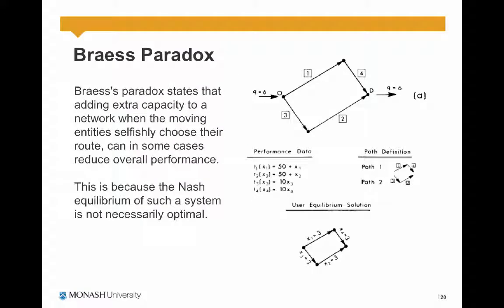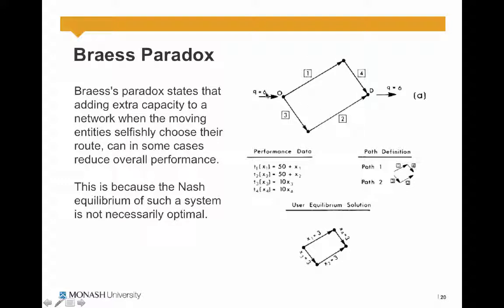Another interesting notion in traffic assignment or network design is called Braess's paradox. Braess's paradox states that adding extra capacity to a network, when the moving entities selfishly choose their route, just like user equilibrium, can in some cases reduce the overall performance of the network. Why does this happen? This is because the Nash equilibrium of such a system is not necessarily the optimal. So let's have a look at this example, where we have a small network.